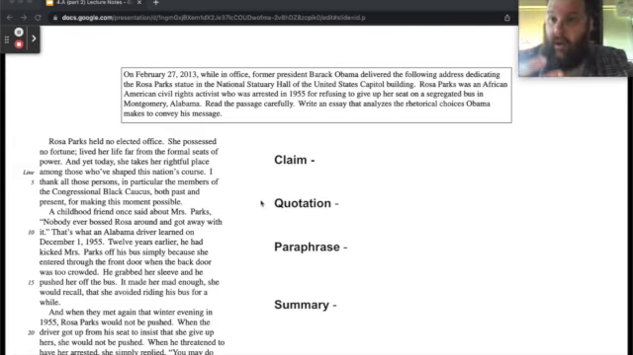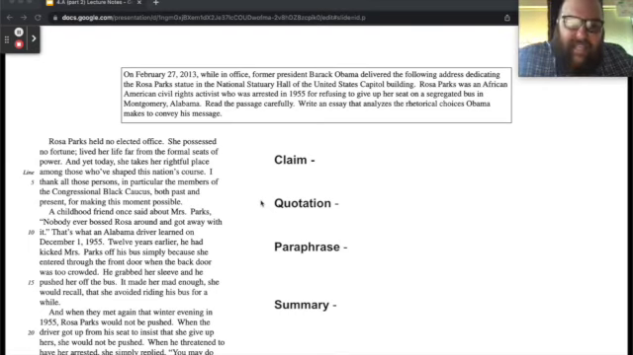So let me read this. This is what Obama said. He said, "Rosa Parks held no elected office. She possessed no fortune, lived her life far from the formal seats of power, and yet today she takes her rightful place among those who've shaped this nation's course. I thank all those persons, in particular the members of the Congressional Black Caucus, both past and present, for making this moment possible. A childhood friend once said about Mrs. Parks, 'Nobody ever bossed Rosa around and got away with it.' That's what an Alabama driver learned on December 1st, 1955.